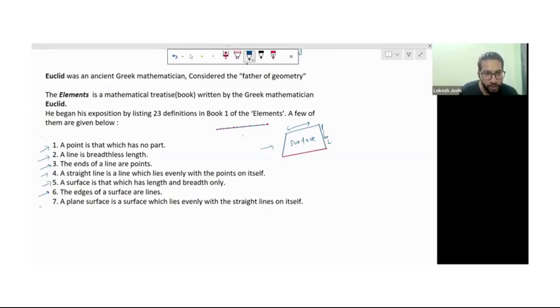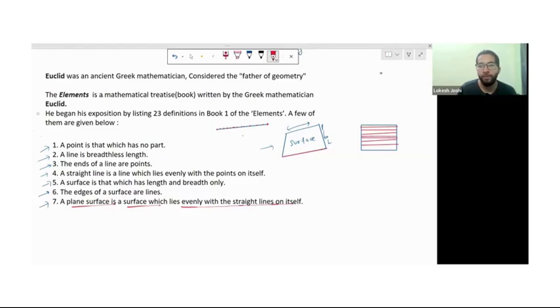Now the seventh one, a plane surface is a surface which lies evenly with the straight lines on itself. If I draw one more surface, we can draw many straight lines there like this. We can cover the whole surface just by creating straight lines. So that's the meaning of the last point. A plane surface is a surface which lies evenly with the straight lines on itself. On this surface, we can draw many straight lines, and all the straight lines will cover it.